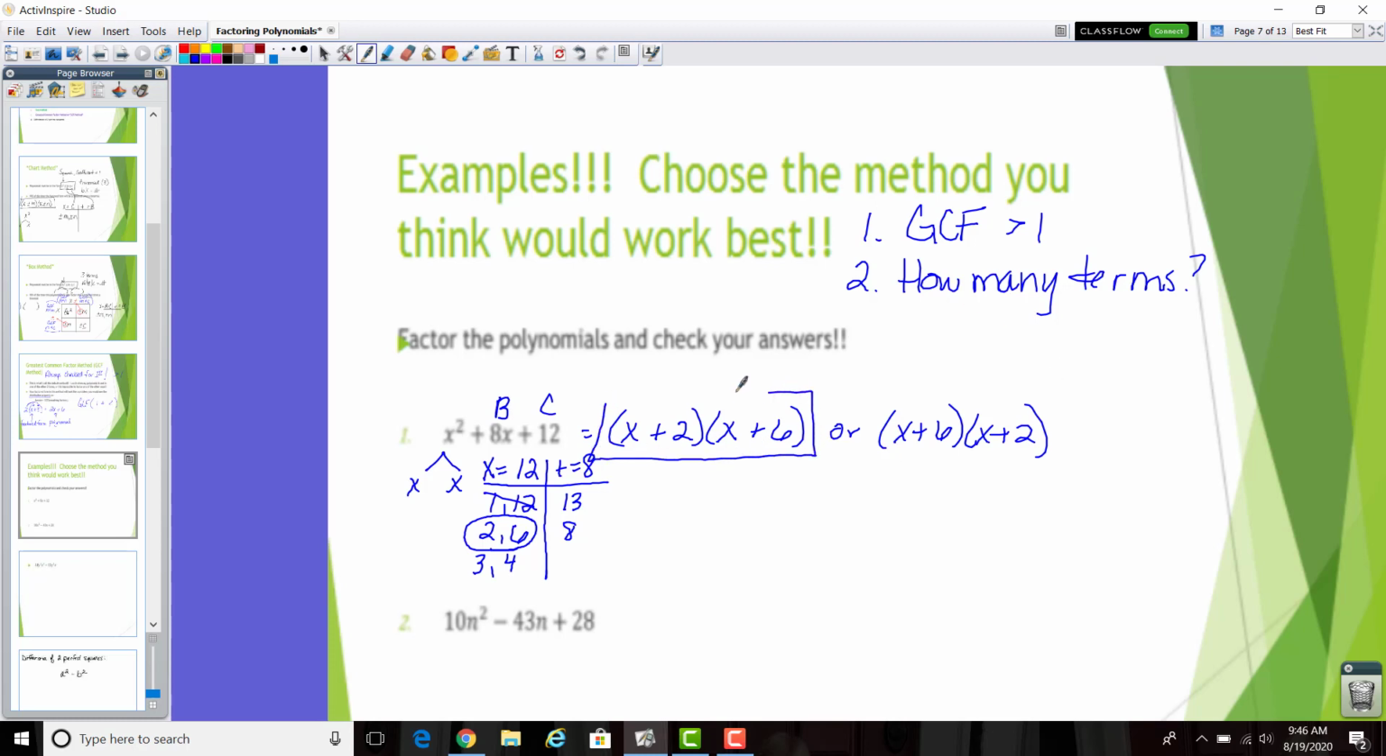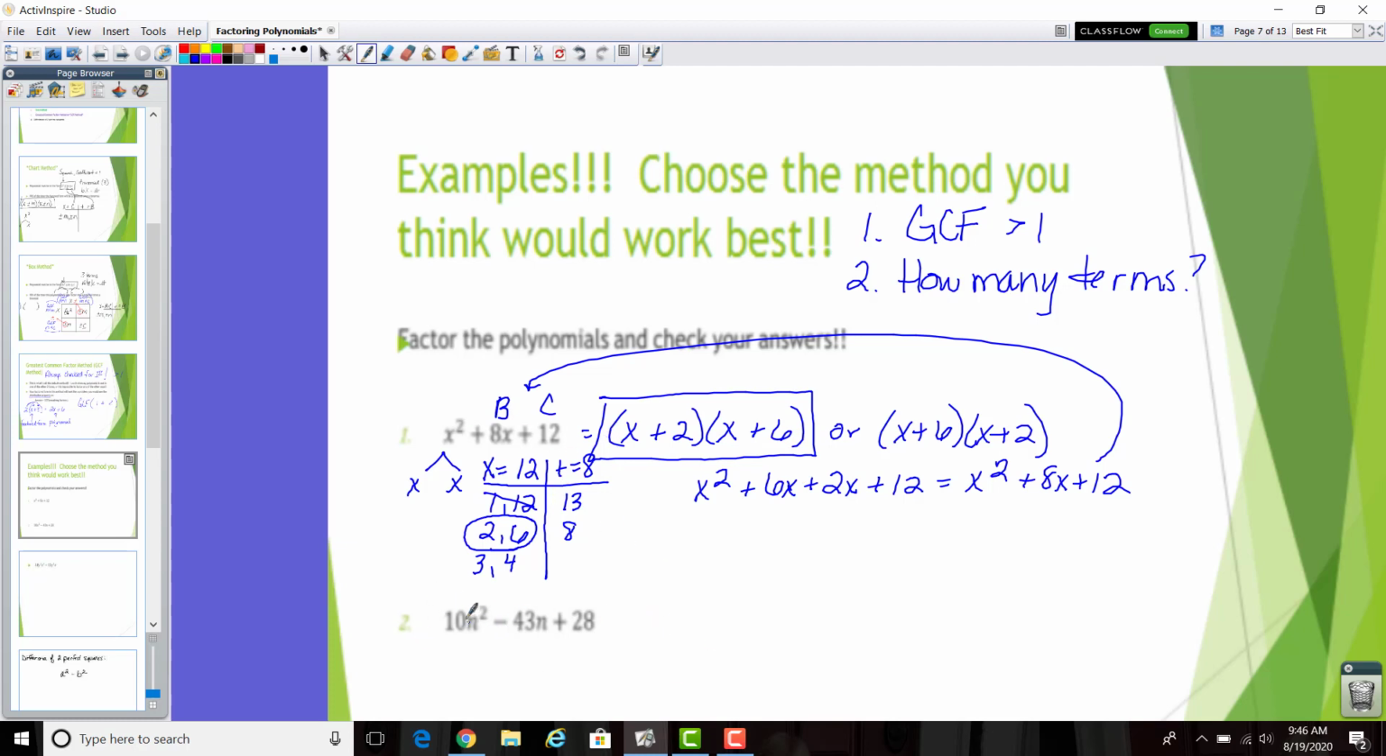And you always want to do a quick check. So if I multiply these binomials, which is the FOIL method, first terms would give me x squared, outside terms gives me 6x, inside terms gives me 2x, my last terms give me 12. That's going to give me the polynomial of x squared plus 8x plus 12. Since this matches what I started with, that tells me these factors are correct. Your factors have to multiply to give you what you started with. Okay, so that's the chart method.